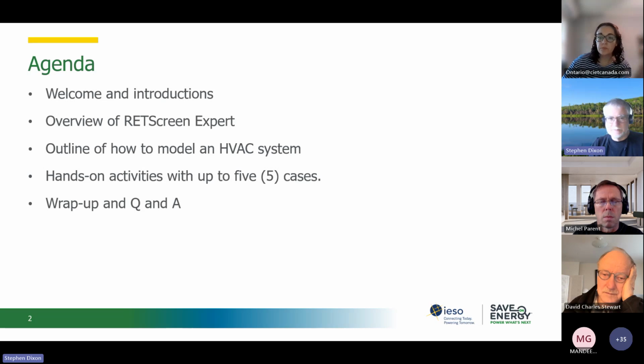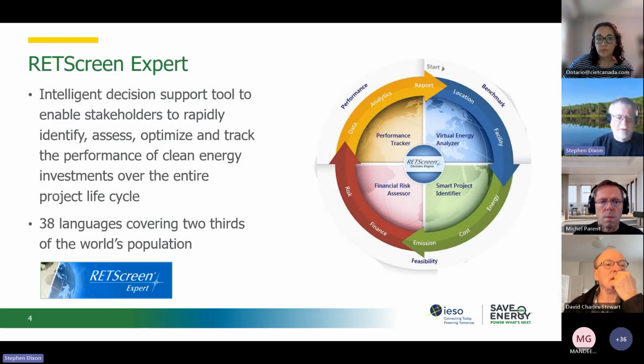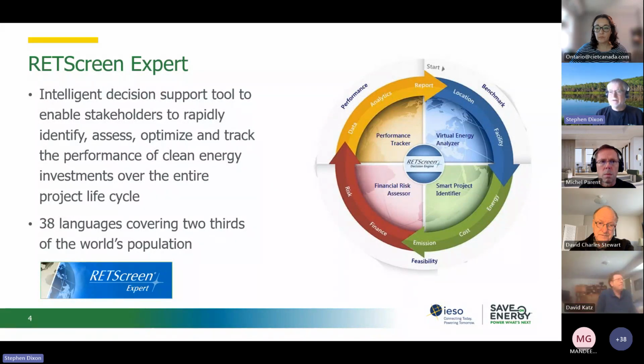I always start off my RETScreen sessions with this: RETScreen is a fairly comprehensive decision support tool, and it is available in 38 languages, covering 2/3 of the world population. I like to think of it as an all-in-one toolbox. For many of the projects I work on, it has all the tools I need in one place. And even if it doesn't have a tool that I need, it has connections that we can link to other tools, but it also has a place where we can place, and Michelle, maybe you could demonstrate this, a screenshot of a hand calculation you're going to do in one of the examples, and you can place that in the notes section of RETScreen, just paste it in there.